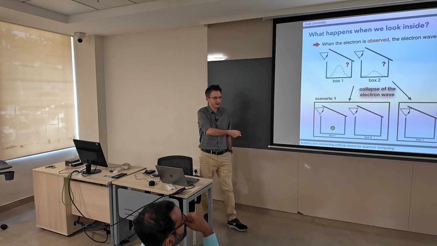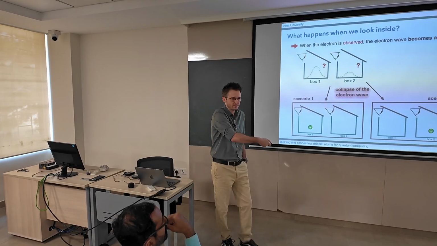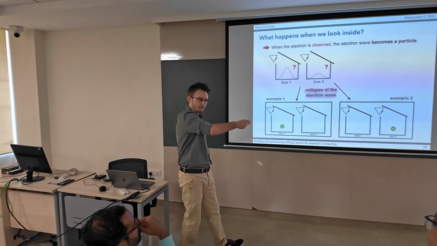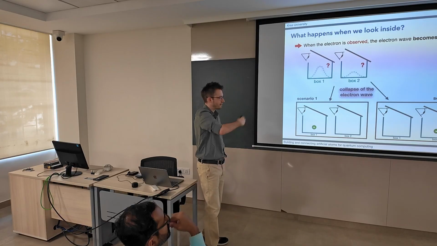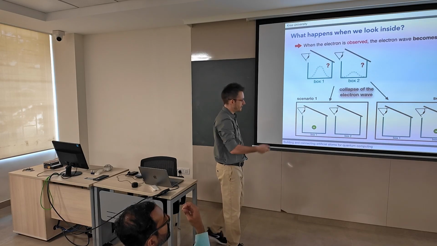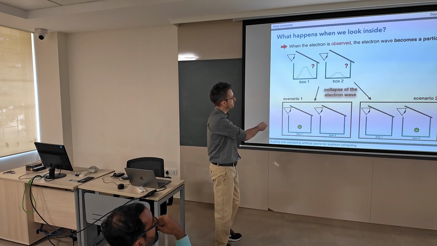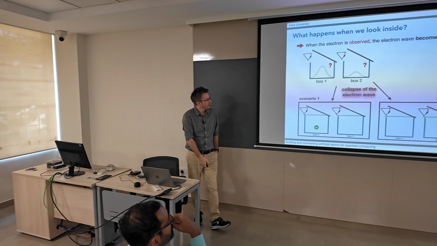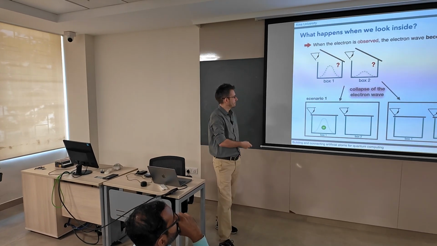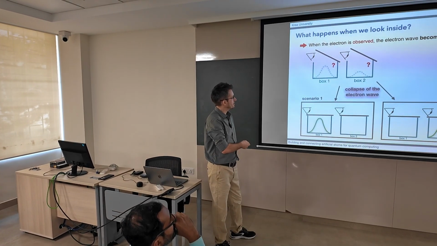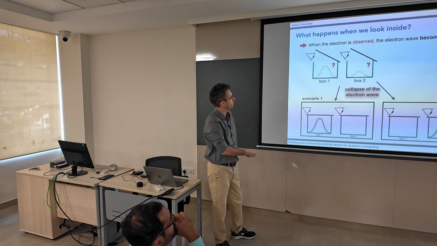So we have two different scenarios, but how do we know which of these scenarios happens? If you do that experiment, this is what will happen: sometimes you'll see it here and sometimes you'll see it there. This is what we call the collapse of the wave. It becomes a particle. And basically, after some time in the box, it will become a wave again.